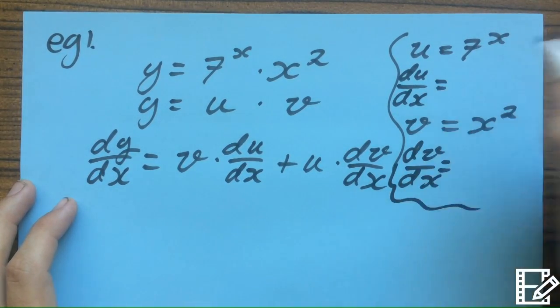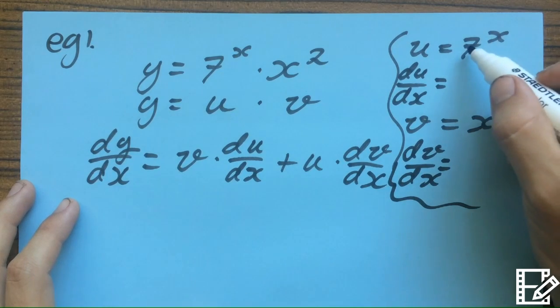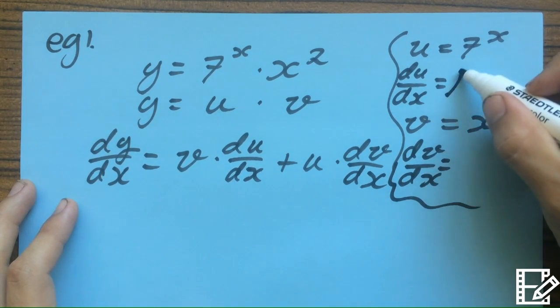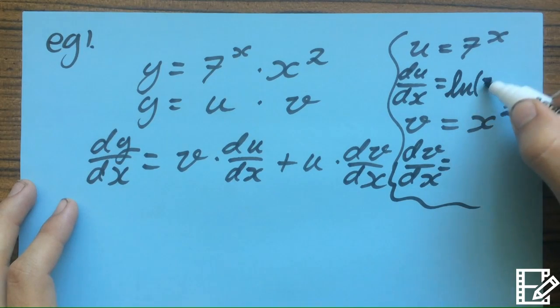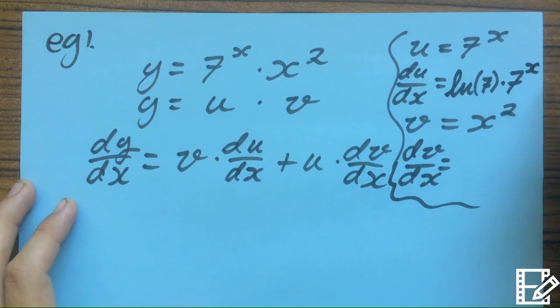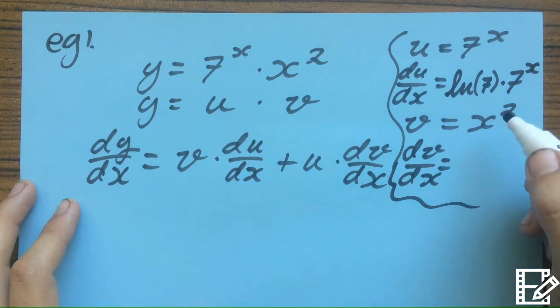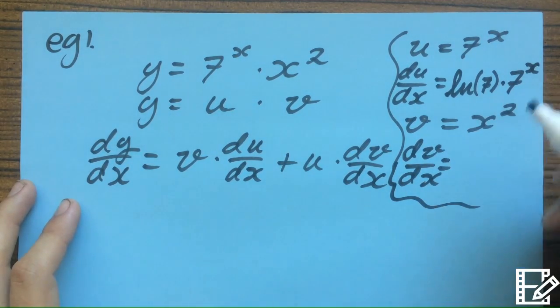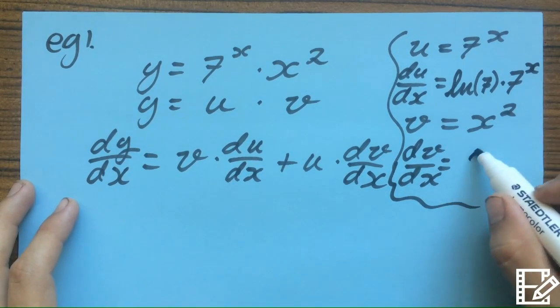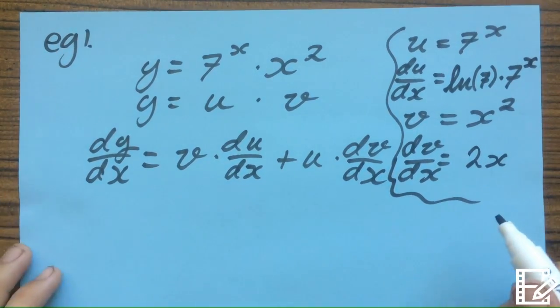The derivative of the u, we said that when we have a number to the power of x, when you derive that, we get the ln of that number multiplied by that number to the power of x. Just like before, and with v being x squared, the derivative is 2x.